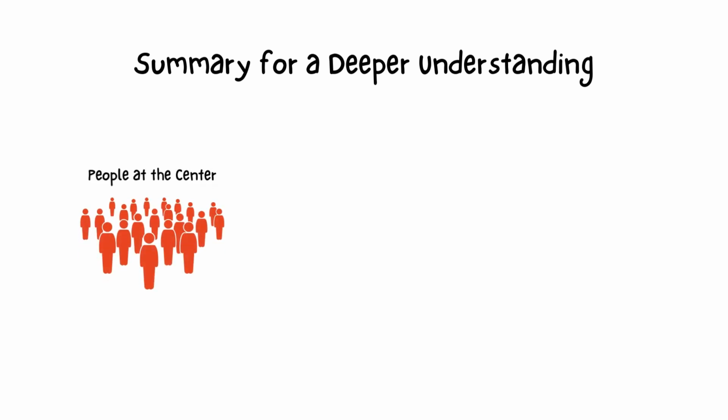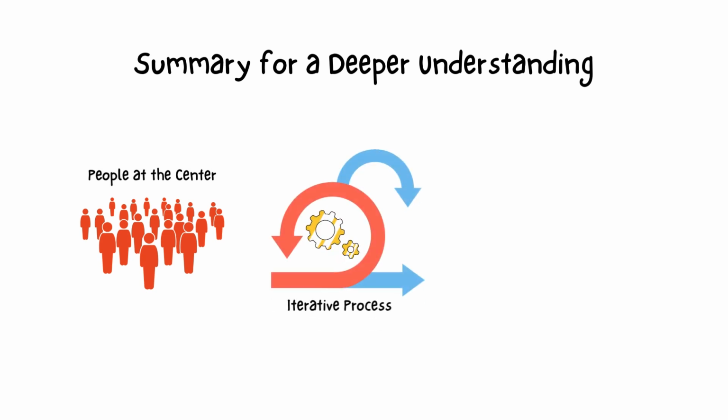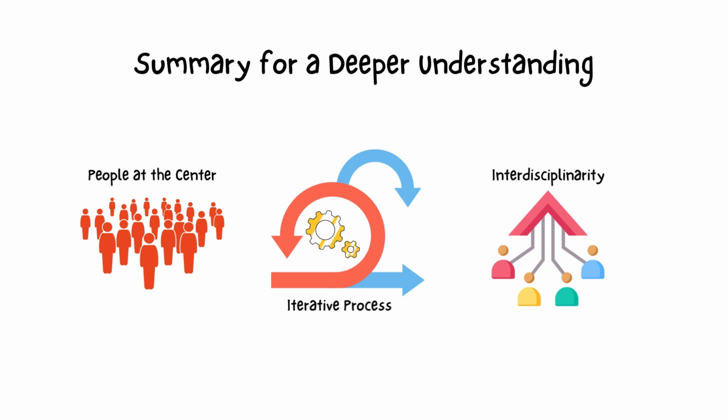Summary for a deeper understanding. People at the center: design thinking always starts with the needs of the users. Iterative process: it's not a linear approach. You can repeat steps as needed. Interdisciplinarity: bring different perspectives to your team to foster diverse ideas.